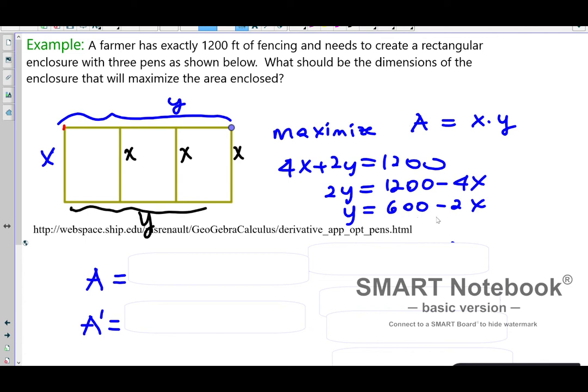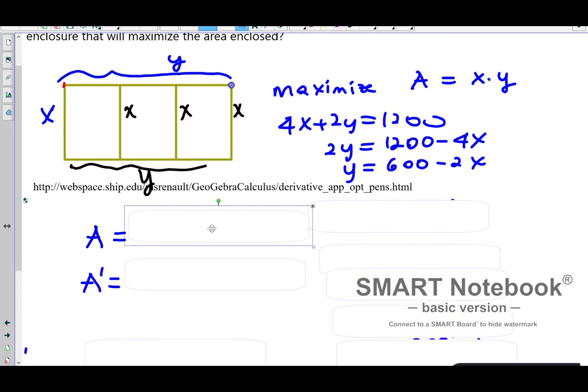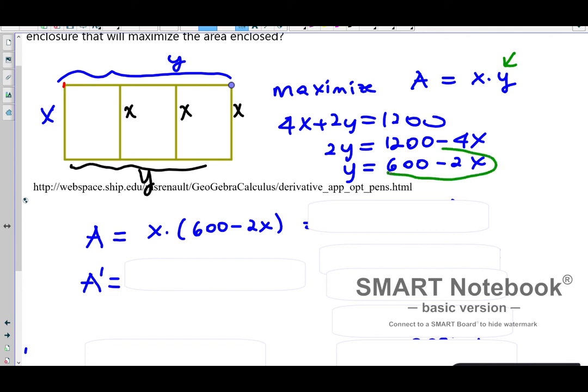And let's substitute that back into the area function. So area is x times y, where y equals 600 minus 2x. So our area function becomes x times 600 minus 2x. So instead of y, we have used 600 minus 2x. And before we differentiate, let's go ahead and simplify, because otherwise you're going to have to use the product rule, and there is no need for that if you simplify it first.